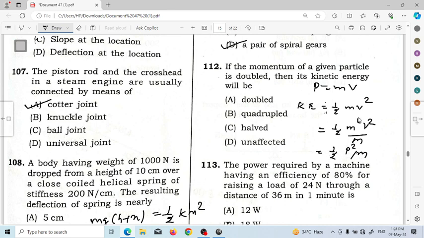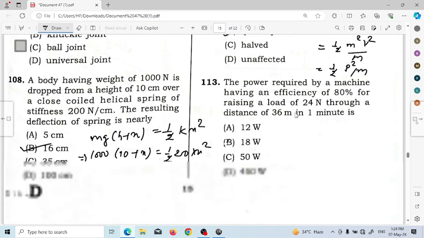So the kinetic energy depends on the square of momentum. If the momentum is doubled, then 2 square is equal to 4. So option B is the correct answer.